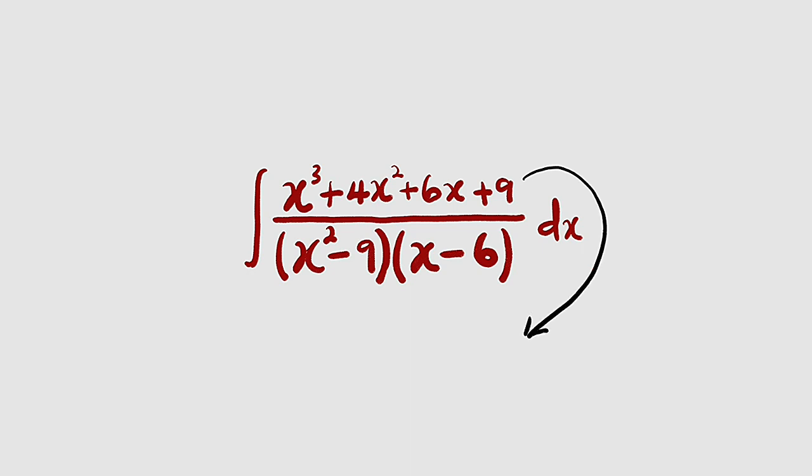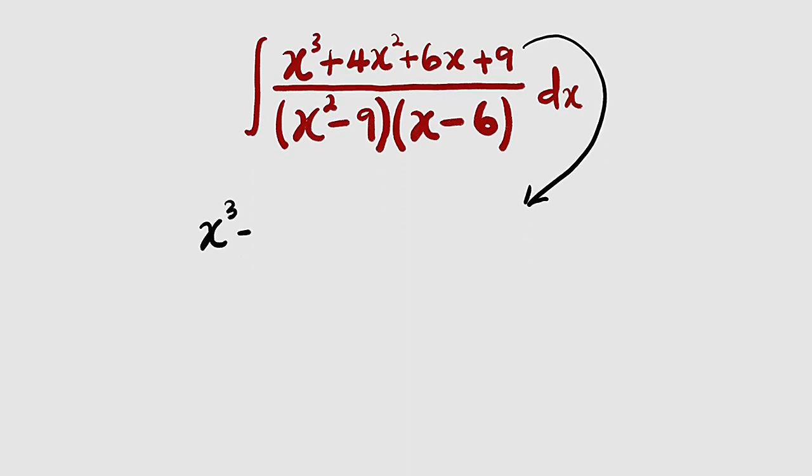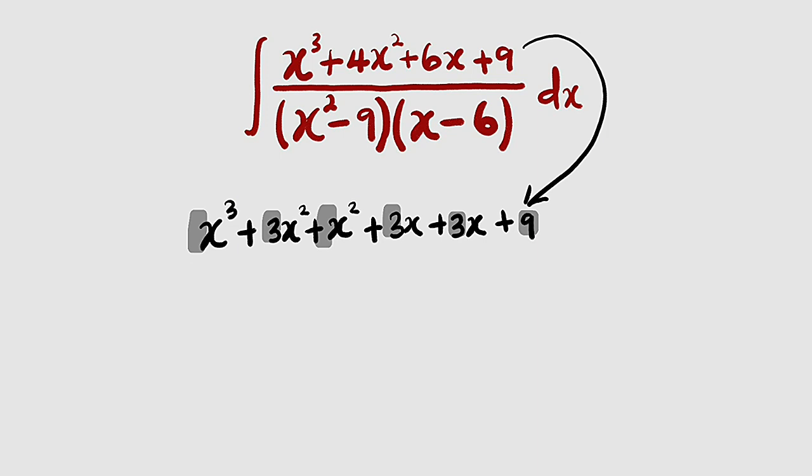I can factorize this as: x to the power of 3 plus 4x squared can be written as 3x squared plus x squared. Then 6x can be written as 3x plus 3x, then plus 9. Why do I split the function like this? Because I want to factorize in batches. And you can only factorize in batches if the respective batches have the same ratios. You can see 9 divided by 3 is 3, 3 divided by 1 is 3, 3 divided by 1 is 3. This is the only condition you can factorize in batches.